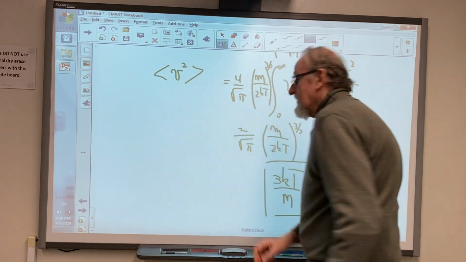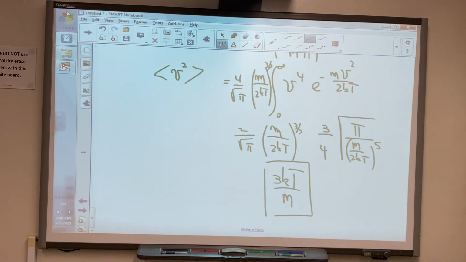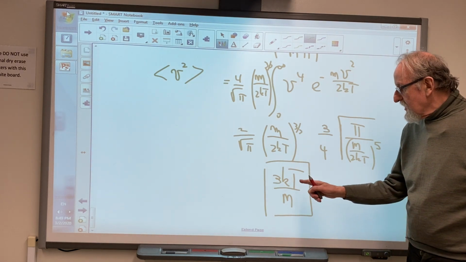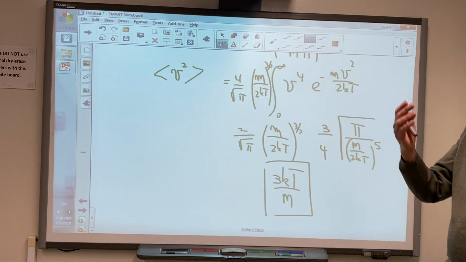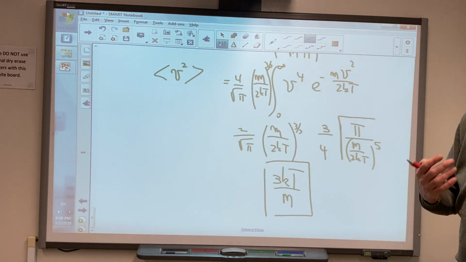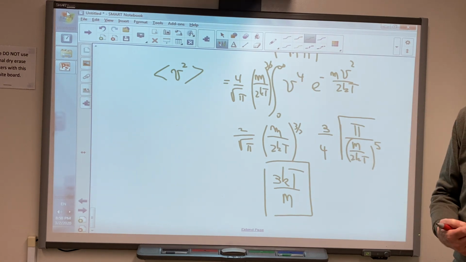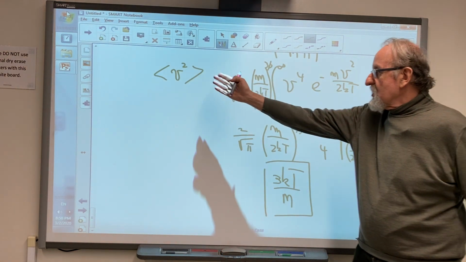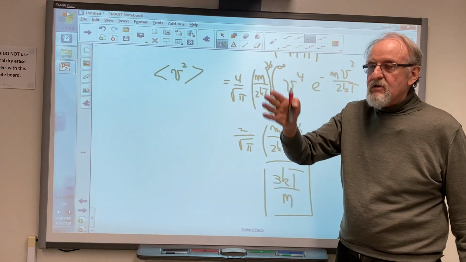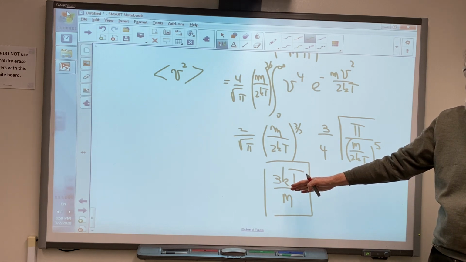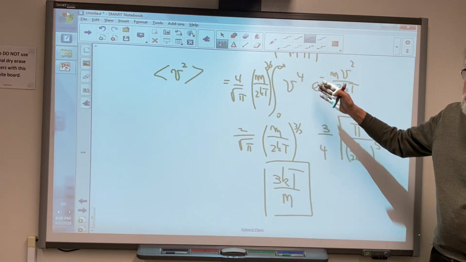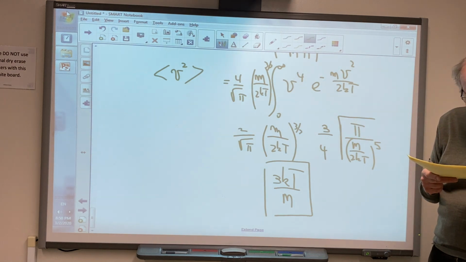That's my result. Actually, I didn't need to do all this integral, because remember, we calculated already that the average of Vx squared was kT over m. And obviously the average of Vy squared is also kT over m, and the average of Vz squared is also kT over m. And the average of V squared, which is nothing else than Vx squared plus Vy squared plus Vz squared, can be nothing different from 3kT over m. But I wanted to show you that the distribution is okay, that we could have obtained this result.